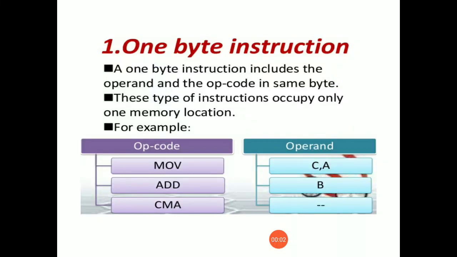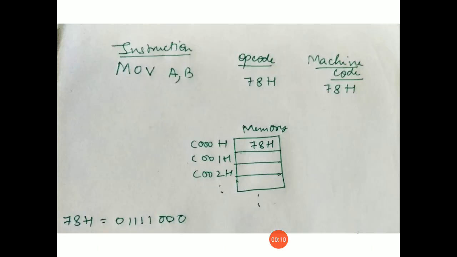Hello students, I was discussing the classification of instructions based on the length of the instruction. So I was discussing 1 byte instructions and I gave you an example of the instruction MOV A comma B. To be more clear, I have written it here: the instruction, the opcode of the instruction, which you can say is the machine code of the instruction, and how the instruction gets stored. It gets stored in the memory in this way.